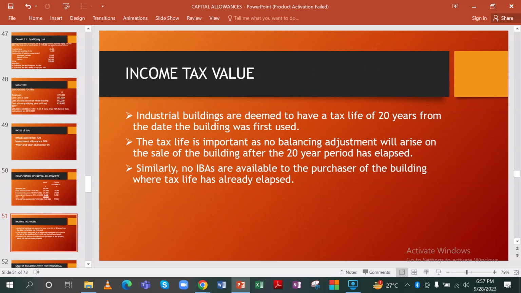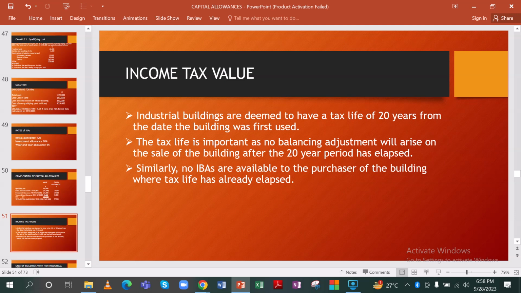What can we talk about the written down value or the income tax value? It is important to take note of the following: industrial buildings are deemed to have a tax life of 20 years. Why? Because the wear and tear allowance is 5%, meaning that in 100%, the 5% can go in 20 times. So it will take care of 20 years from the day the building was first used.